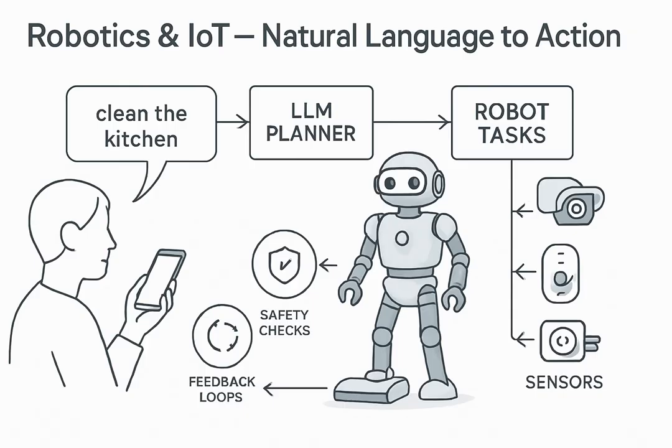Combined with real-time perception systems, LLMs help robots handle flexible instructions like "clean the spills in the kitchen and avoid fragile items." Safety layers and low-level control remain critical and separate from the LLM.